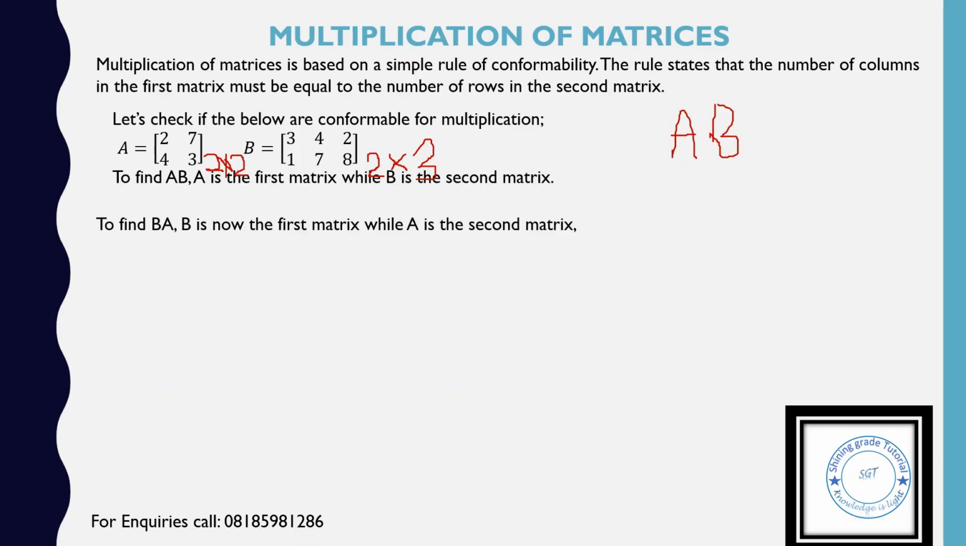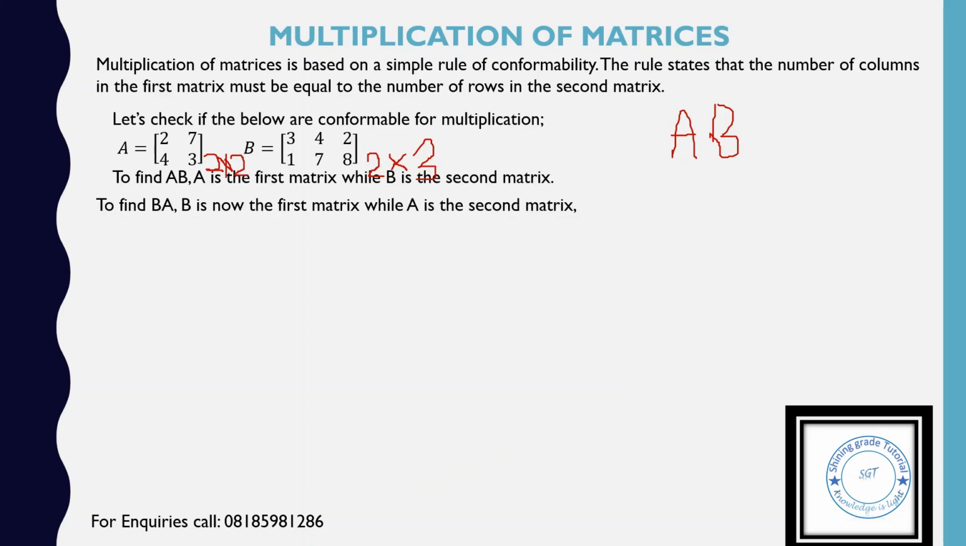So how can we know if they are actually conformable? The rule says that since matrix A is the first matrix, we count the number of columns in it. How many columns does it have? 1, 2, so 2. The number of columns in the first matrix is 2, and it should be equal to the number of rows in the second matrix. B is the second matrix. How many rows does it have? 1, 2. So it's 2. It means they are equal, so the conformability rule has been satisfied. Multiplication is possible, so we can multiply them together.